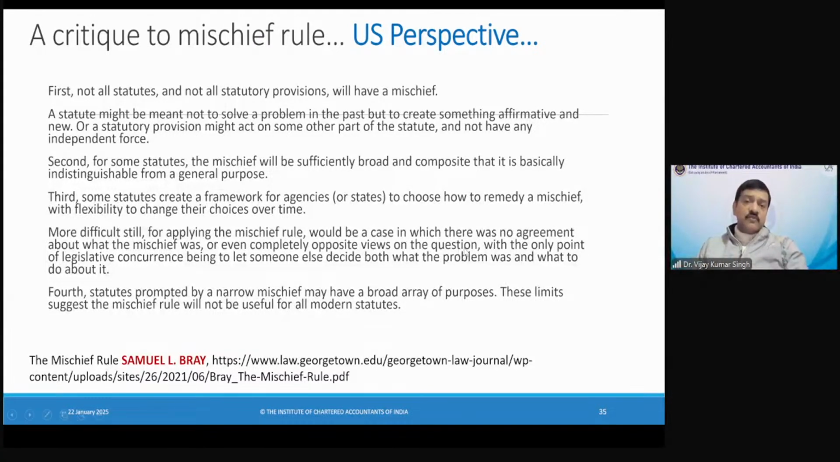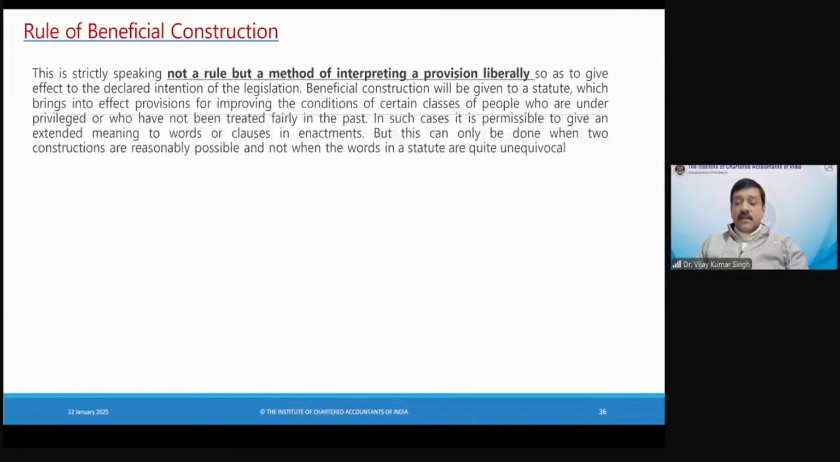So I leave it to you just for reading purposes. It is not part of your syllabus. You will not be told to read this book. But if you have an idea, then you can write a few lines on that.